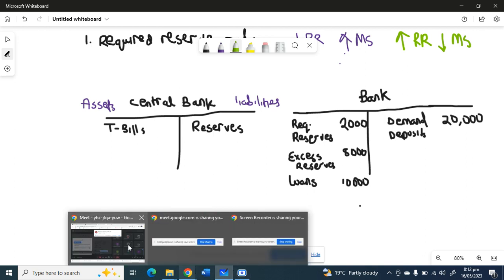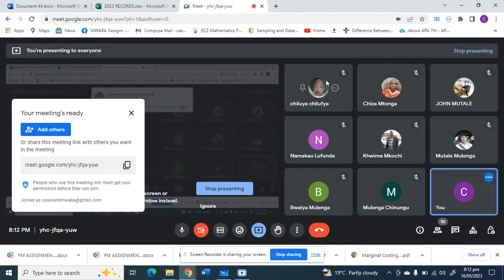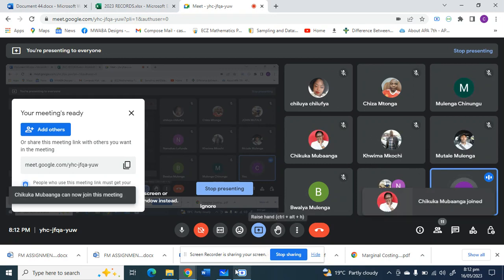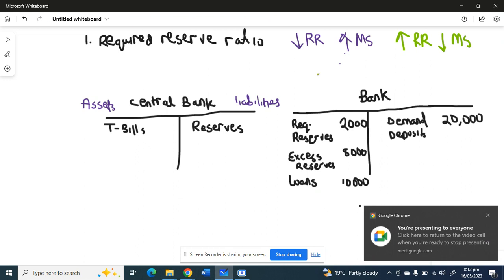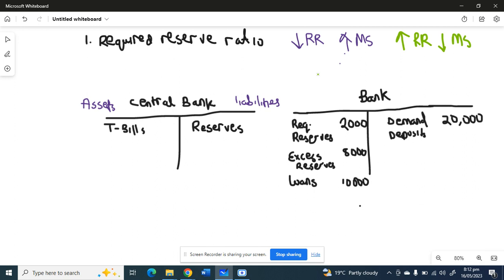Are we okay with these first two, colleagues? For monetary policy, the required reserve ratio, the percentage of money that the bank is supposed to keep whenever you deposit money in there. Are we okay with this, colleagues? Any questions? Remember, we're moving slow so that everyone grasps this topic. Any questions on the required reserve ratio?